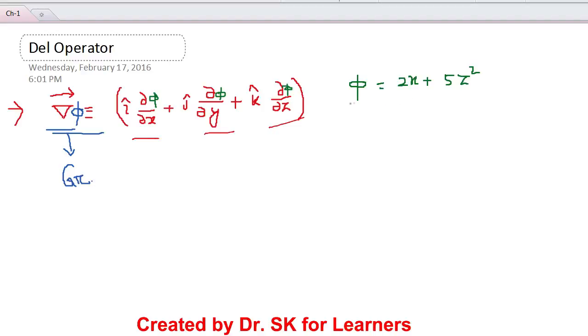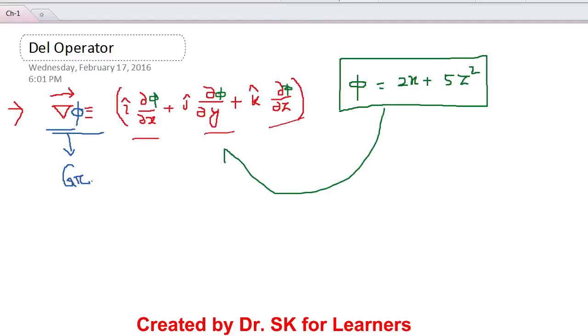Okay. So this is a scalar quantity because it doesn't have i cap, j cap, or k cap. So it's just a scalar quantity. It doesn't change its direction, and it's a stagnant number. For some certain value of x, y and z, the value of phi will be constant. So when you apply the del operator to phi, what will happen?